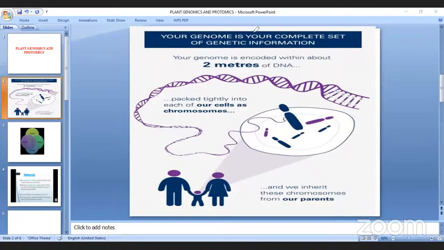So the genome is your complete set here. Are you able to see? A complete set of genetic information or genetic material is called the genome. So we have to study not only a single cell. Here is the complete human being, made up of a number of cells, right?